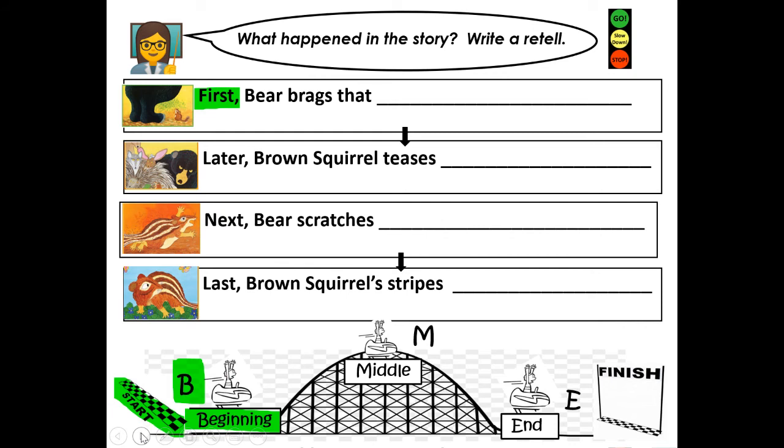So you're going to write, First, Bear brags that, what does Bear brag? First, Bear brags that. So you need to push pause, write this sentence starter, and complete it. Say your whole sentence out loud. What does Bear do first? First, Bear brags that. So push pause when you're done writing your complete green sentence, retelling the beginning of the story. Push play when you're finished. And then we'll move on to our yellow sentence.